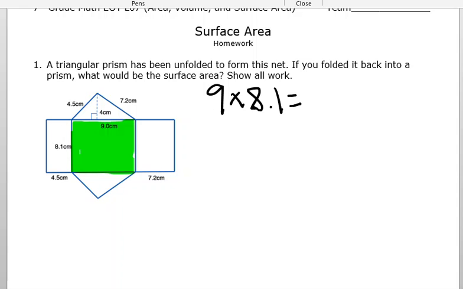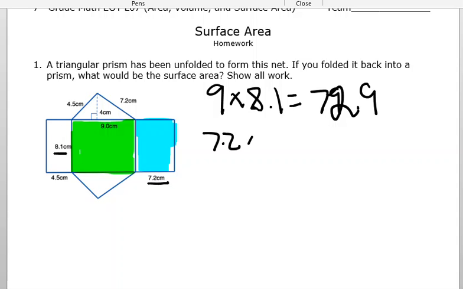And I'm going to get, for the base, and I would like you to do this without calculators because we need to practice doing that. I'm going to get 72.9. Oops, sorry, 72.9. And then I'm going to take a look at this section right here. And my measurements there are 7.2 centimeters and 8.1. So I'm going to do 7.2 times 8.1.